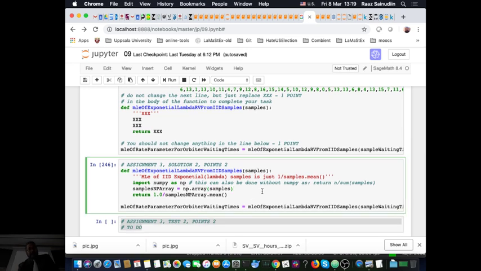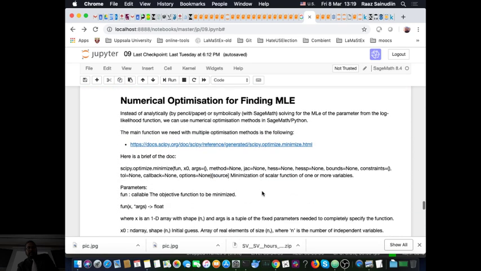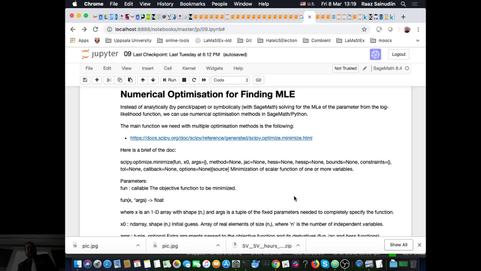So here, yeah, that's my version with the solution. But anyway, numerical optimization for finding the MLE is the main stuff.